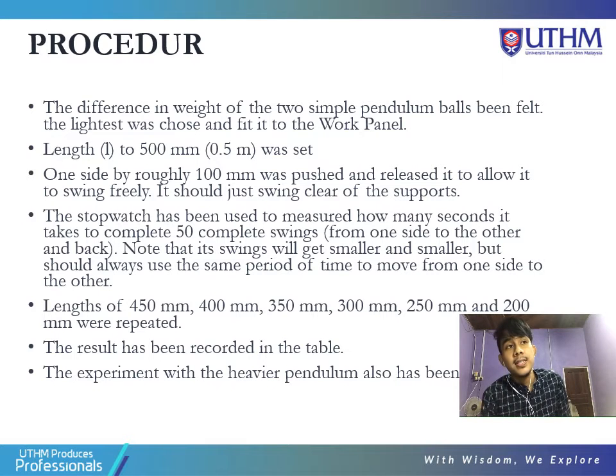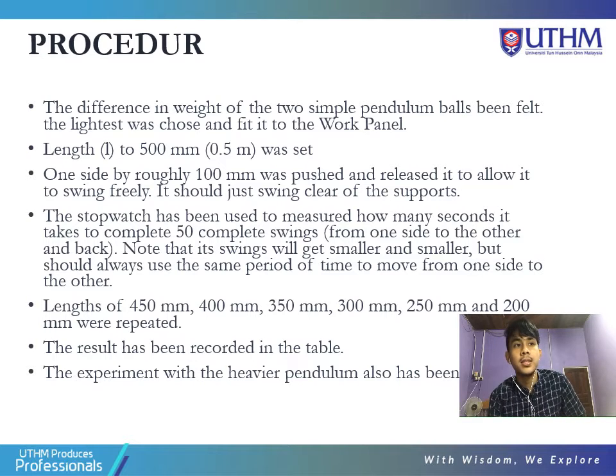Okay, the next slide is the procedure. The first step is that the difference in weight of two simple pendulum balls is felt. The lightest was chosen and fitted to the work panel. Next, a length of 500 mm was set. The third step is that one side is roughly 100 mm pushed and released to allow it to swing freely. It should just swing clear of the supports.